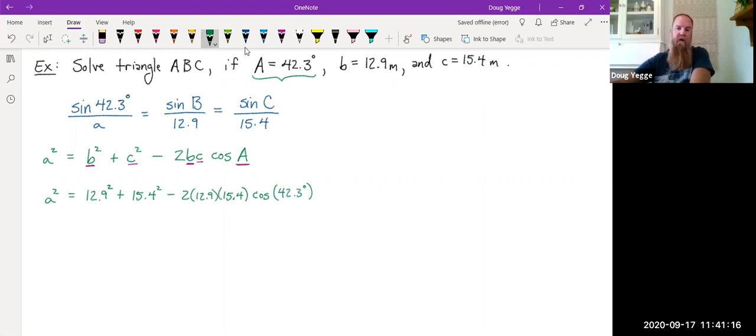So although this is a much longer formula to think of instead of the law of sines, it automatically isolates the side that we're going to need, which is side A. And so notice that we could just continue to simplify and get our result. Okay. So if we simplify each of these, we get 12.9 squared is 166.41. So 166.41 plus, and now we've got 15.4 squared, so 15.4 squared is 237.16.